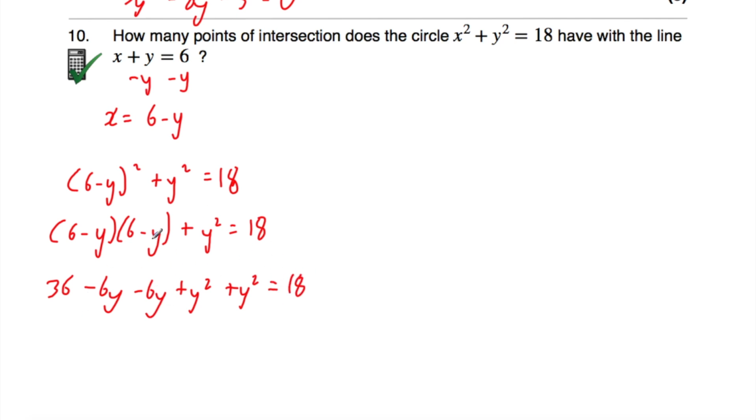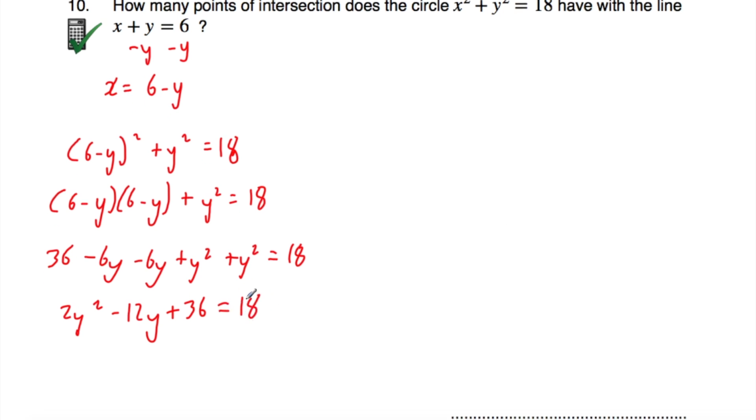Let's simplify the left-hand side to begin with. y squared plus y squared is 2y squared. Minus 6y minus 6y is minus 12y. And we've got plus 36, and that is equal to 18. Whenever we want to solve a quadratic like this, it's great if it equals 0, so let's take away 18 from both sides. We get 2y squared minus 12y plus 18 equals 0. Now let's divide everything through by 2, so we have y squared minus 6y plus 9 is equal to 0.